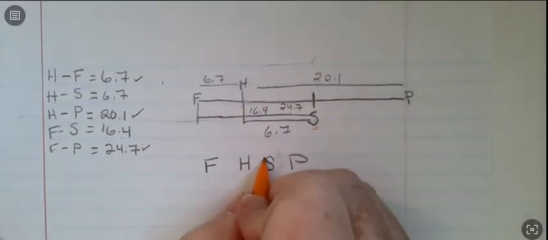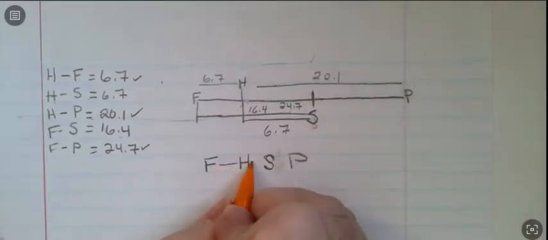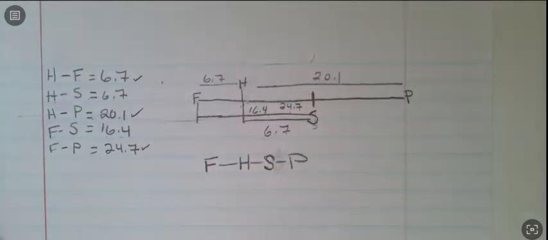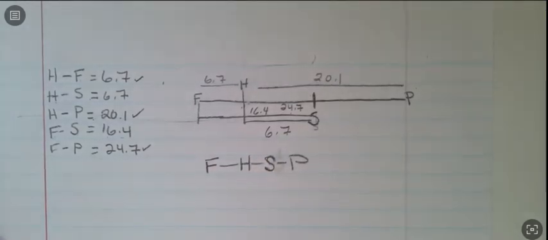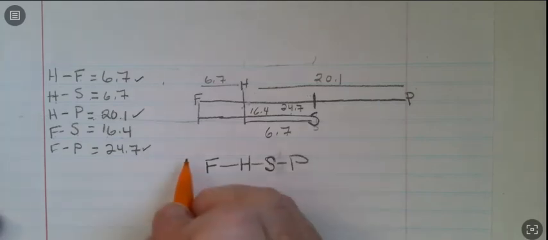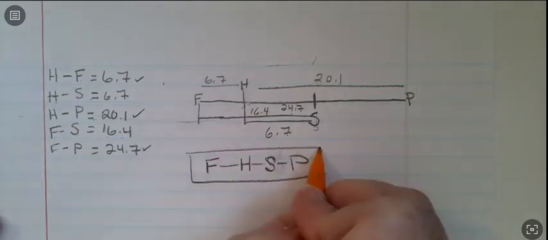Make them a little more equidistant there. So I know on this chromosome, this is the order that these genes are found. Okay, that is the answer.